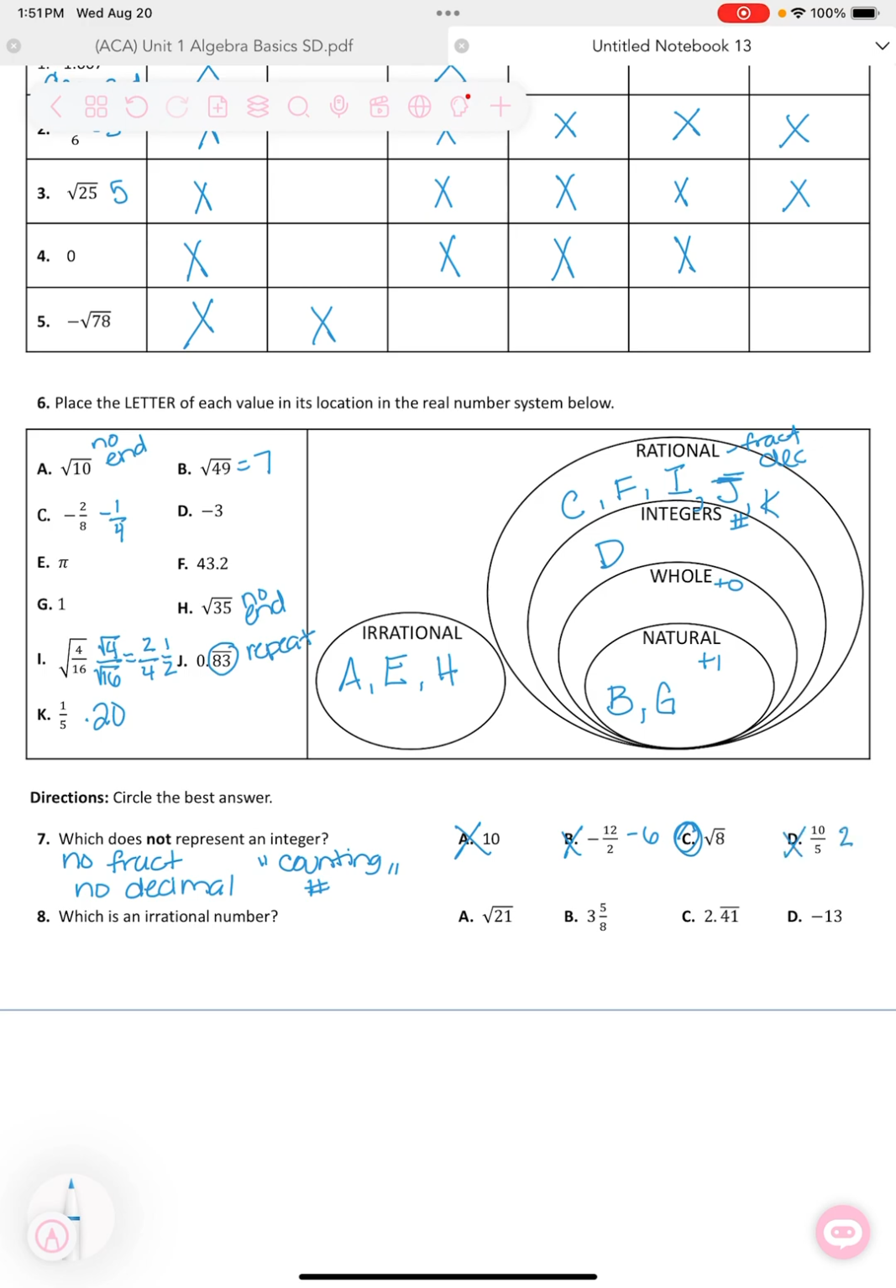Which is an irrational number? Irrational numbers go on forever and have no pattern. So ones that are going to have no pattern. So let's look at some of the easier ones we can get rid of. We can get rid of D because that's a whole number. It's a counting number. This says it repeats, so repeating goes out of here. 5/8 is a decimal that ends. It's 0.625, so it's out. So this has to be A, the square root of 21.